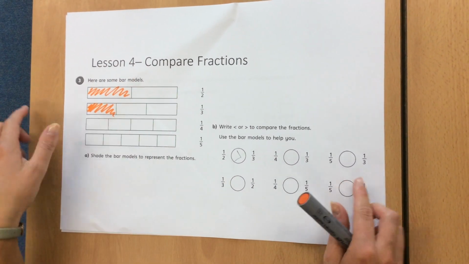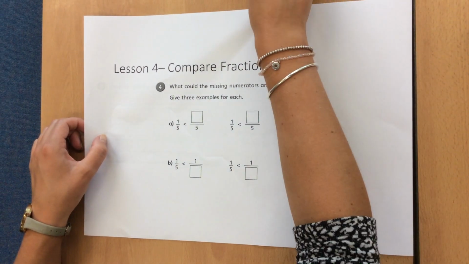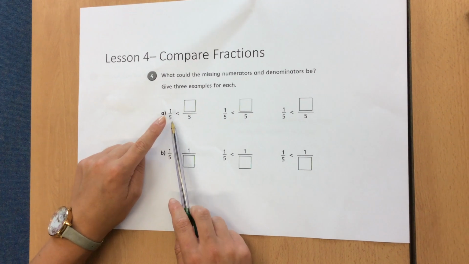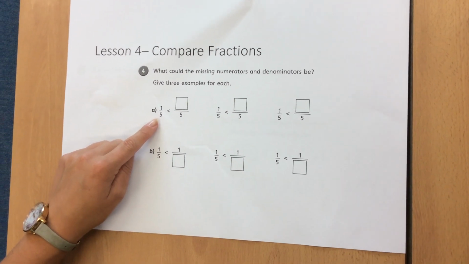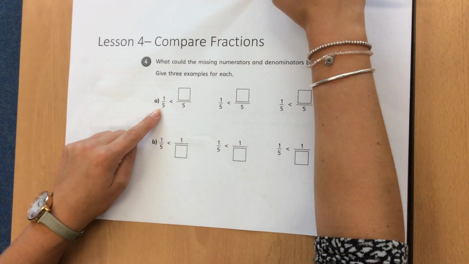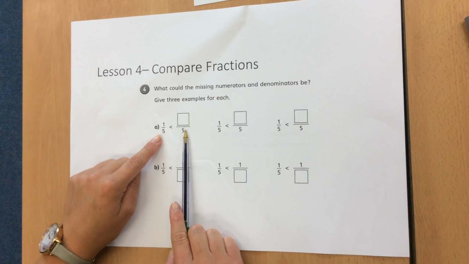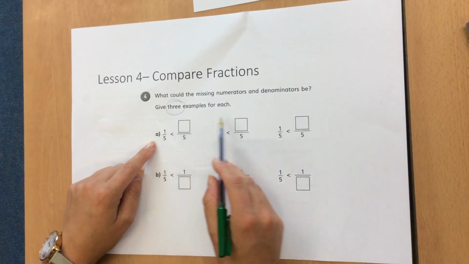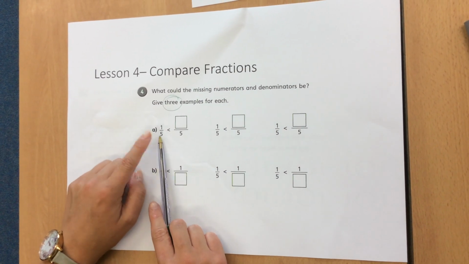But the main reason why I've done this is your next task, which is activity 4, is to have a go at looking at the missing numerators and denominators. So over here, we are now working with fifths. So I need to keep that in my mind. I've actually got a spare piece of paper here because I'm going to need to do some drawing. Because it says, what could the missing numerators and denominators be? Give 3 examples. So not 1, 3. This is all question A here. This is all question B here. So let's take a look at question A.